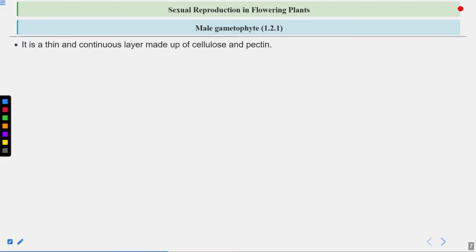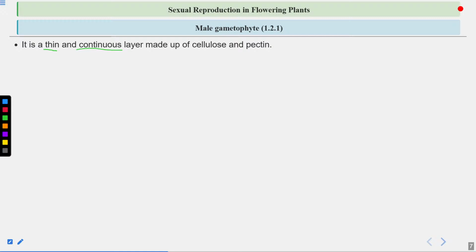Here you can see, it is a thin and continuous layer. Now, was exine a continuous layer? Can we say that the statement exine is a continuous layer is correct? Yes or no, you can give in the chat box. Is exine a continuous layer? Yes or no?